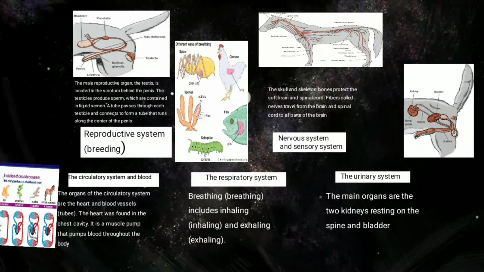We have here the reproductive system for the male and female to reproduce and make another species. Circulatory system to regulate and circulate the blood. We have there also the respiratory system for breathing, inhaling, and exhaling. Nervous system and sensory system for sense of touch. We have here the urinary system for urinating.